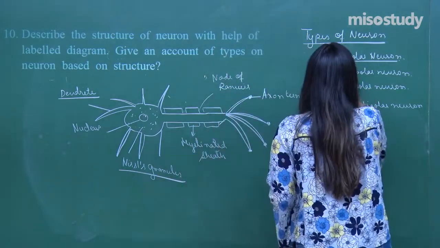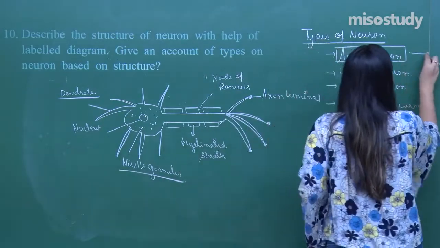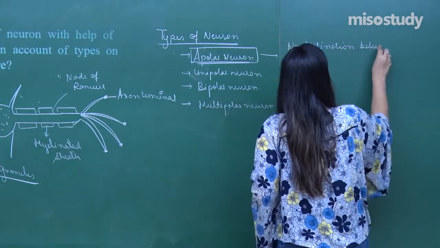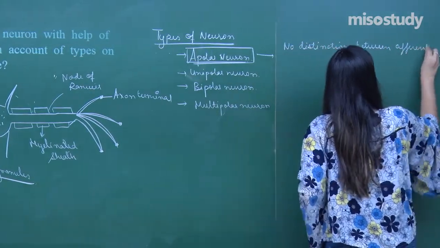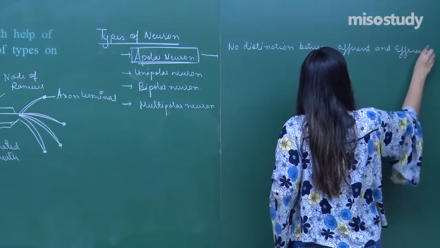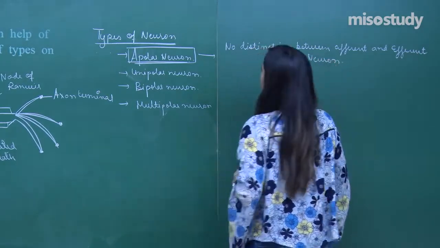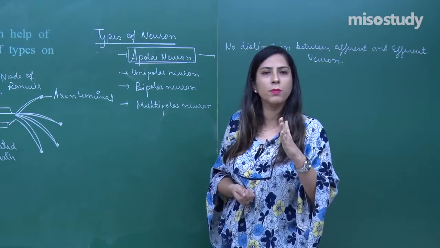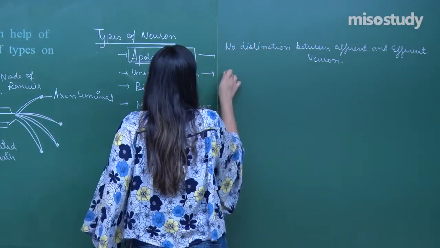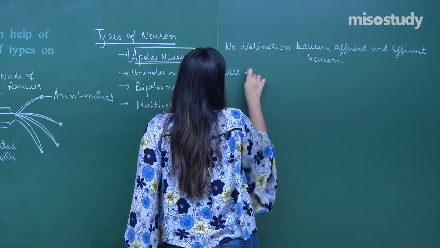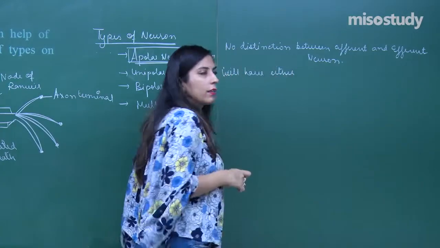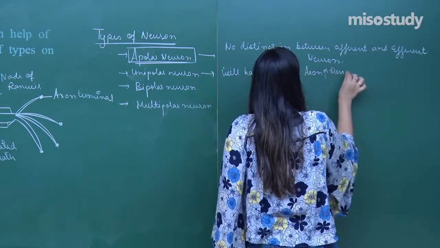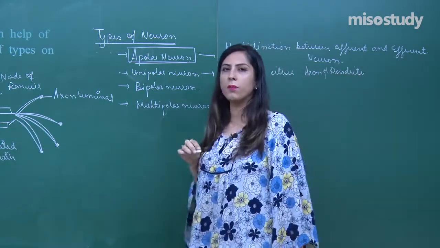In the case of an apolar neuron, there is no distinction between afferent and efferent neuron. In the case of a unipolar neuron, it always carries information in one direction. These will have either axon or dendrite. Right? They always carry the information in one direction.